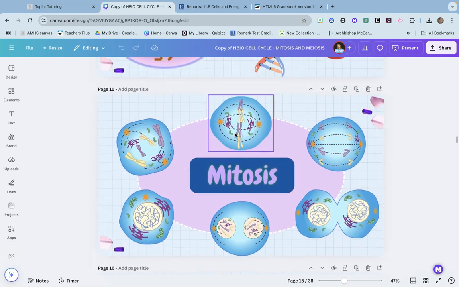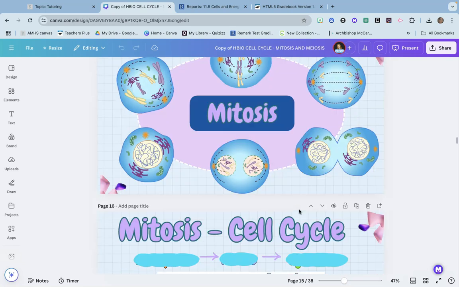Right here. Okay. So this is a visual of mitosis. It's important that you understand this visual because your last quiz grade is going to be a project on creating a visual representation through animation of mitosis. Really of the cell cycle, but primarily cell cycle with mitosis.